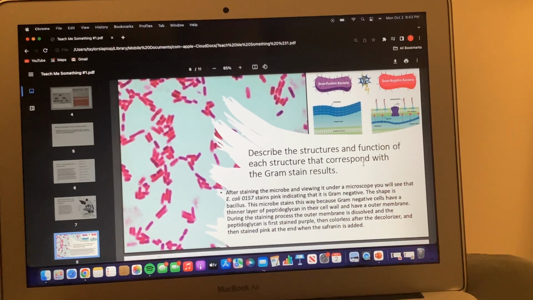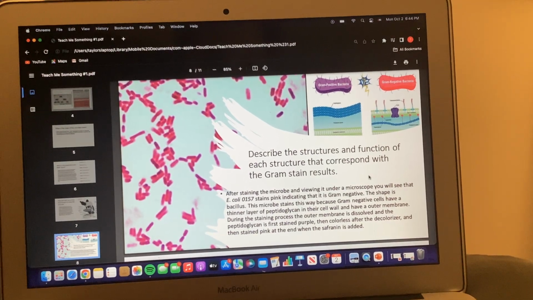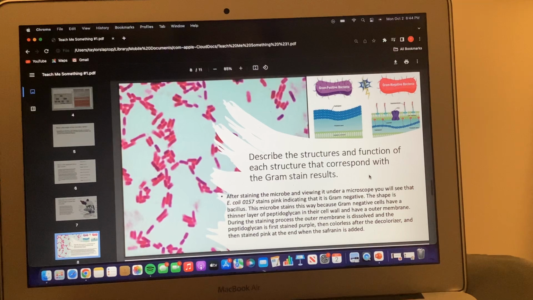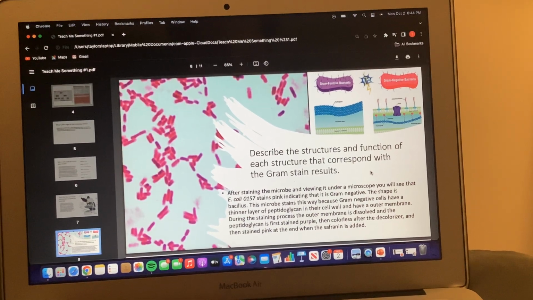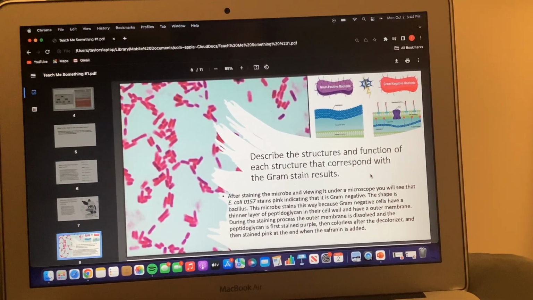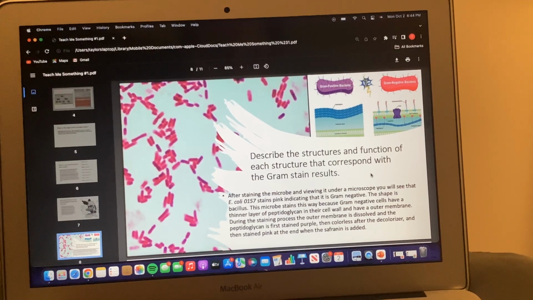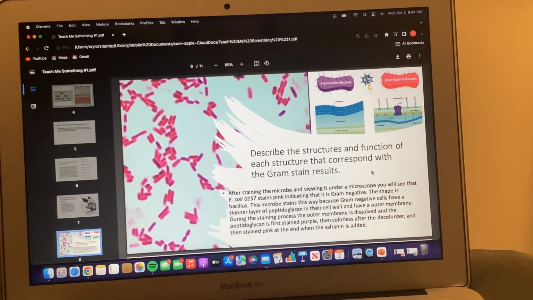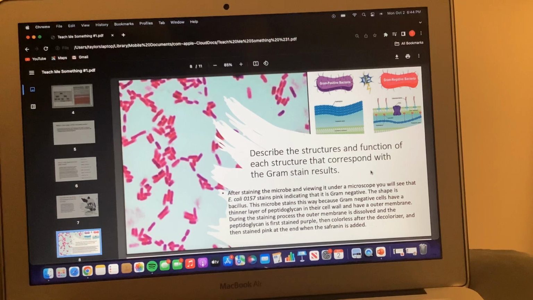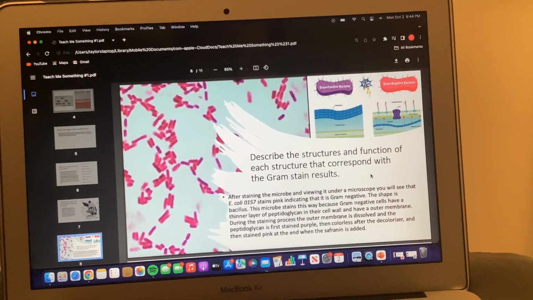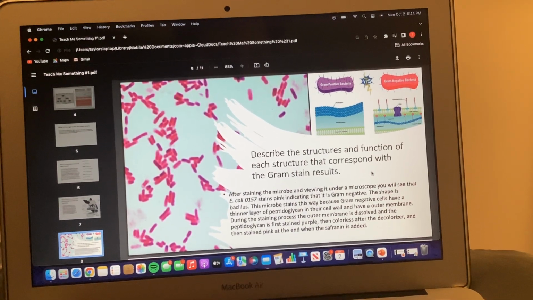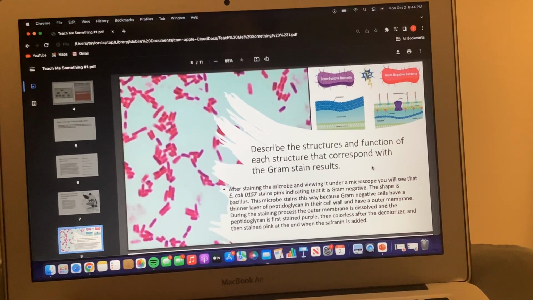Describe the structures and functions of each structure that correspond with the gram stain results. After staining the microbe and viewing it under a microscope, you will see that E. coli stains pink, indicating that it is gram-negative. The shape is bacillus, and this microbe stains this way because gram-negative cells have a thinner layer of peptidoglycan in their cell wall and have an outer membrane.